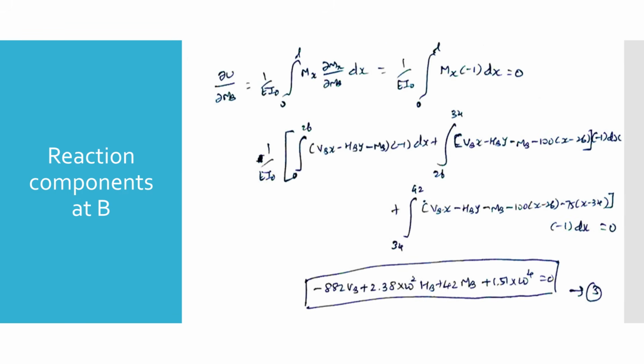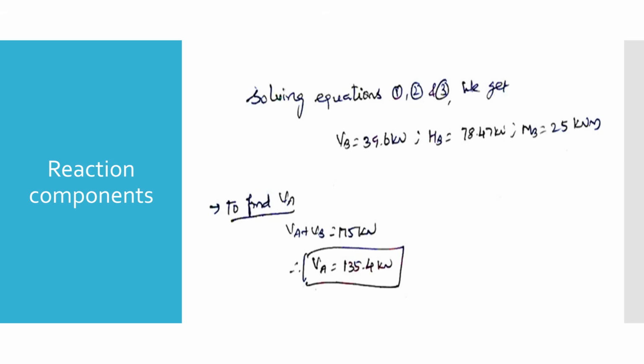Finally, setting the partial derivative of total strain energy U with respect to support moment MB equal to 0 gives 1 over EI0 times the integral from 0 to 42 of Mx times minus 1 dx equal to 0. Integrating Mx times minus 1 across all three segments leads to our third governing simultaneous equation: minus 882 VB plus 2.38 times 10 squared HB plus 42 MB plus 1.51 times 10 to the 4th equals 0. We now solve equations 1, 2, and 3 simultaneously to determine the unknown support reactions at B.